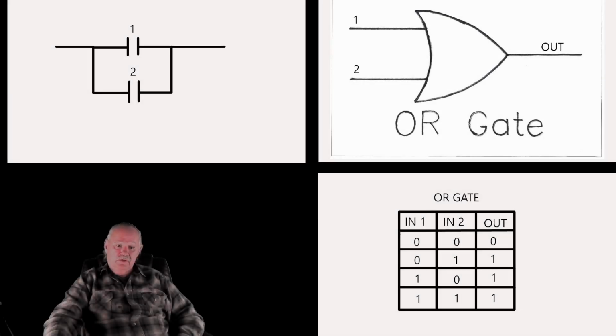Okay, let's take a look at the truth table for an OR gate. If we look at the first line, we have a 0 on input 1, a 0 on input 2, and there is a 0 on the output.